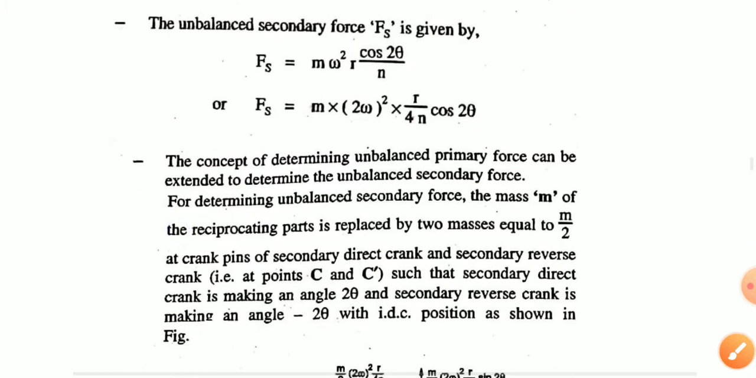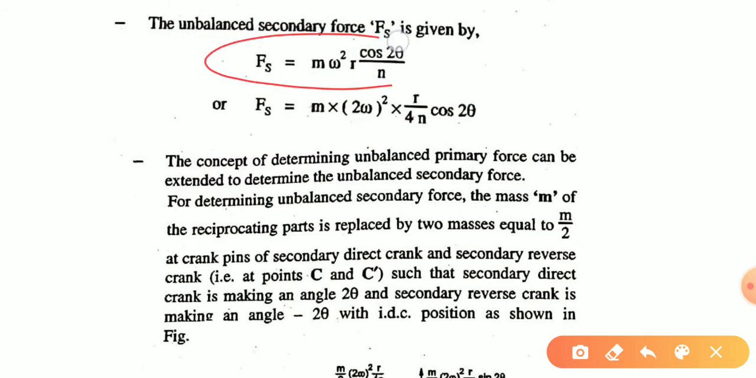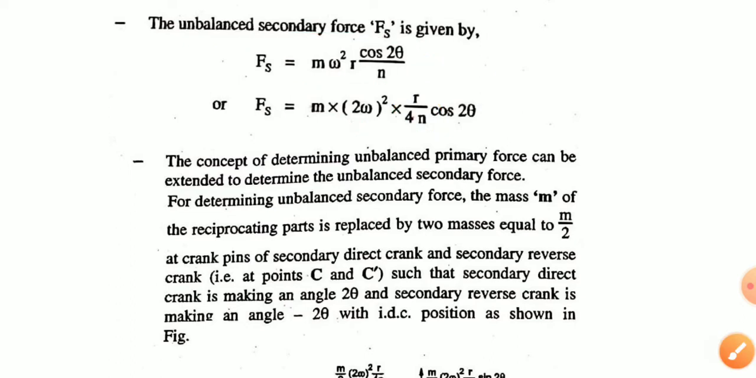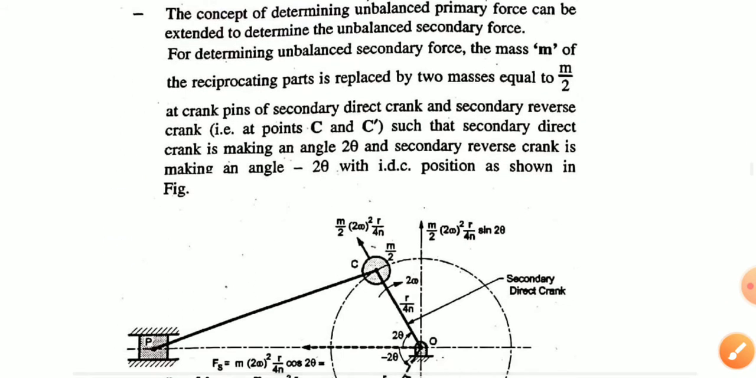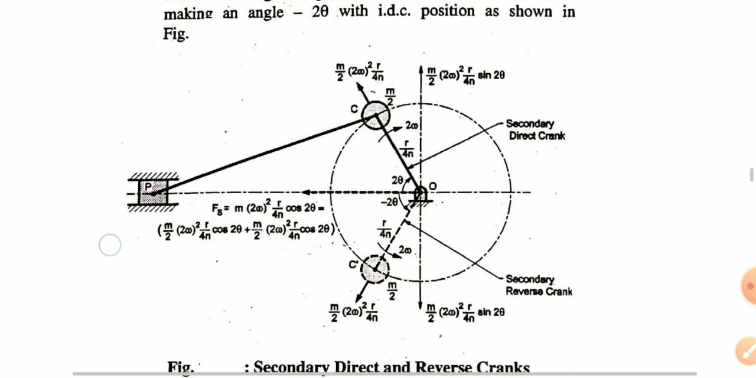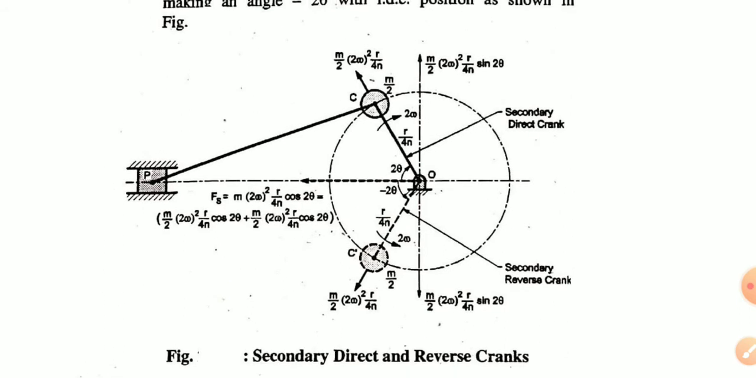In the same way, the unbalanced secondary force is given by m omega square r cos 2 theta by n. It can be rewritten with 2 omega in place of omega and an equivalent crank radius r by 4n. So the concept of determining the unbalanced primary force can be extended to determine the unbalanced secondary force. Here we have the secondary direct and reverse crank, with the same concept.